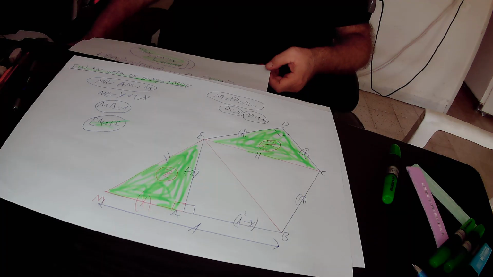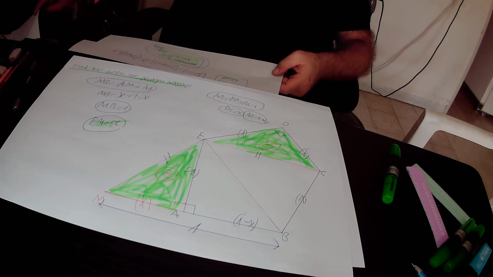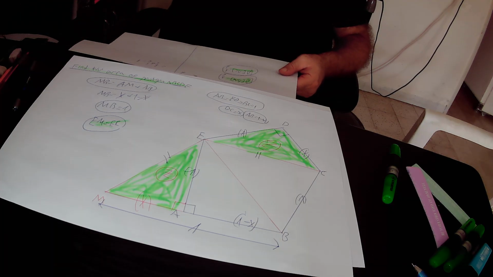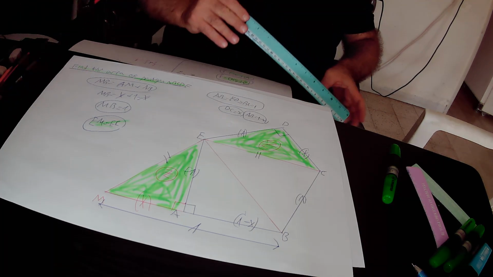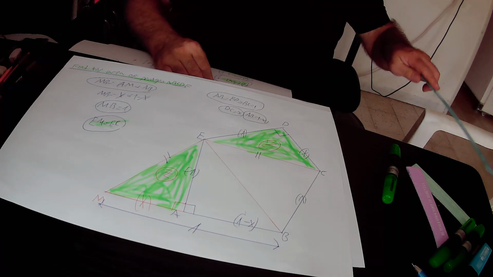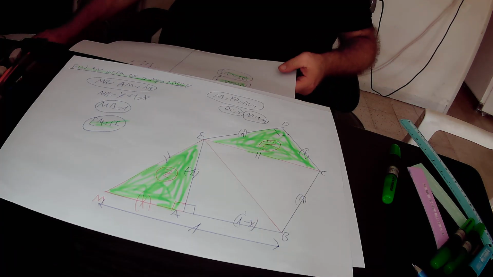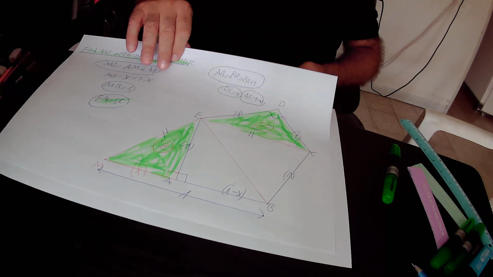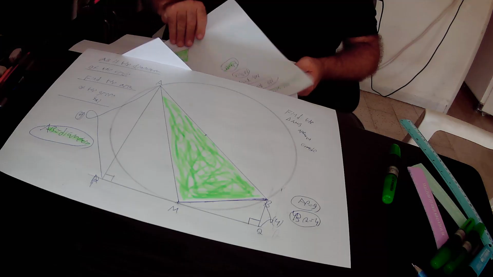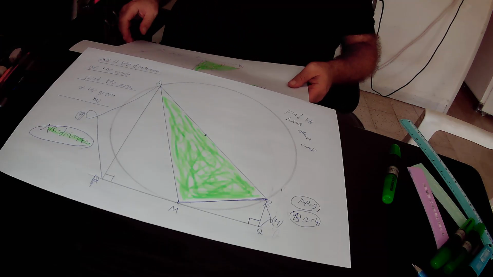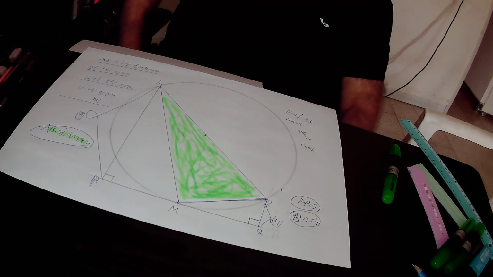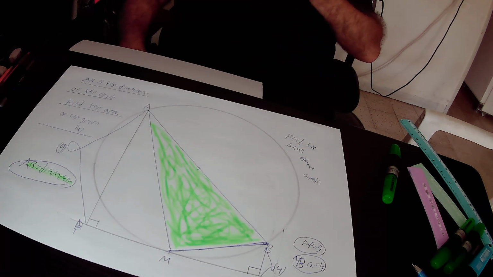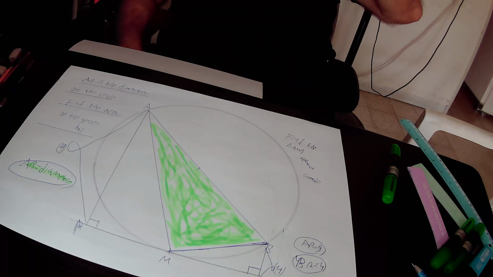The next step, I'll present you the second question. And so the second question of this lecture. In the second question, our task is to find out the area of this green shape.